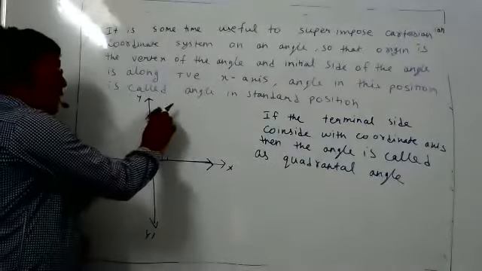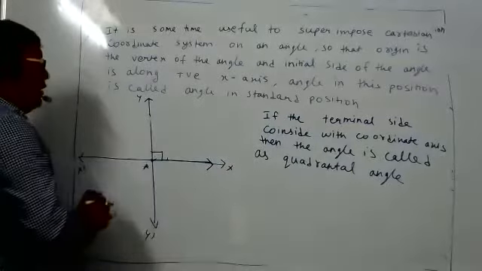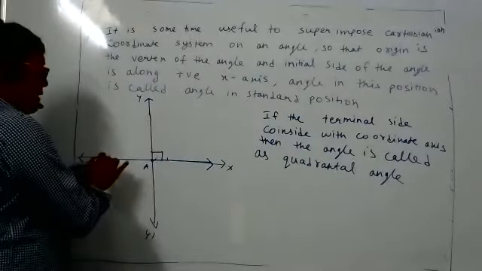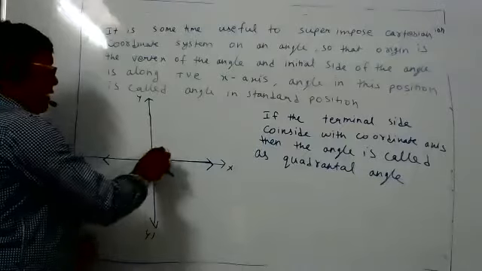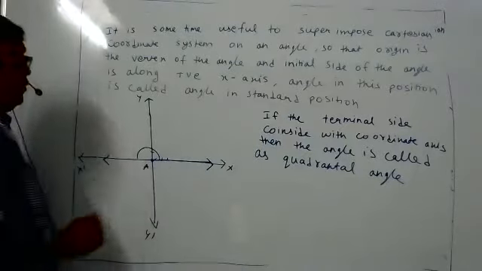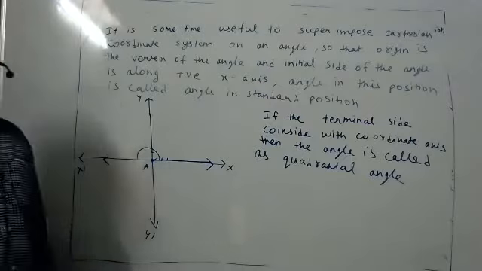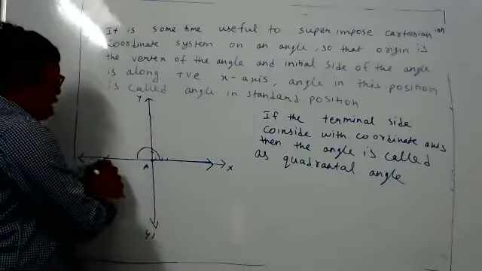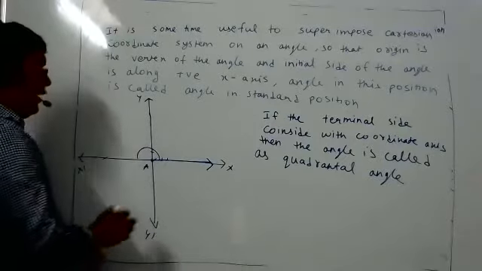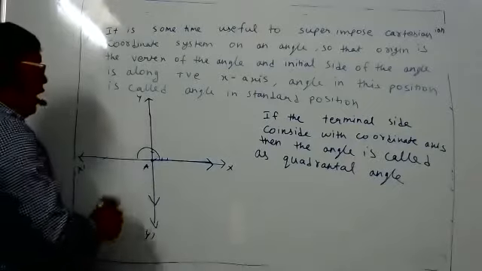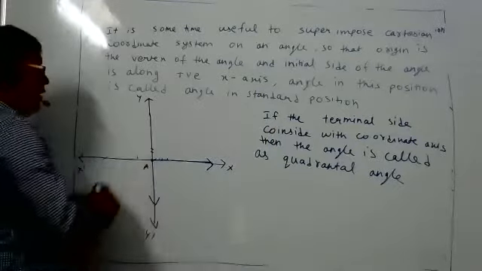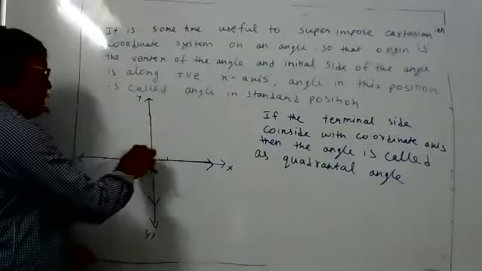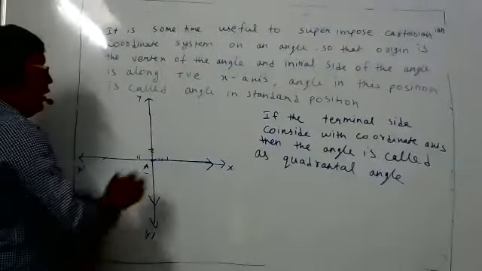Suppose my terminal side is not at 90 degrees, but on the negative x-axis. What is the angle then? 180 degrees. So 180 is also a quadrantal angle. It so happened that my terminal side is on the negative y-axis. Then how much is the angle made between the arms? 270 degrees. So 270 is also a quadrantal angle.